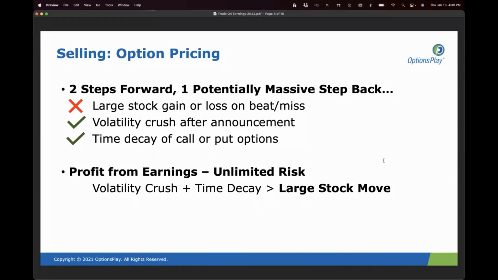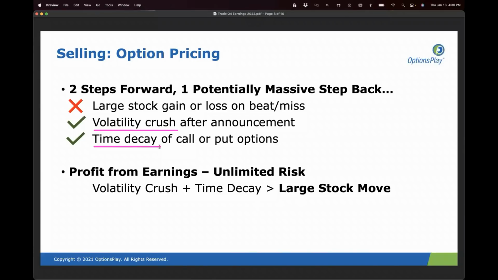Now, vice versa, if you're selling an option, whether you're selling a naked call or put because you have a larger risk tolerance, or selling a credit spread, which is typically what I would do, because when you're trading options, you want to have limited risk, especially around earnings. Well, when you're selling an option, this is really where things get turned on a dime. Volatility crush and time decay are going to work in your favor. These are two silent things that you have no control over, but they're going to be profitable for you.